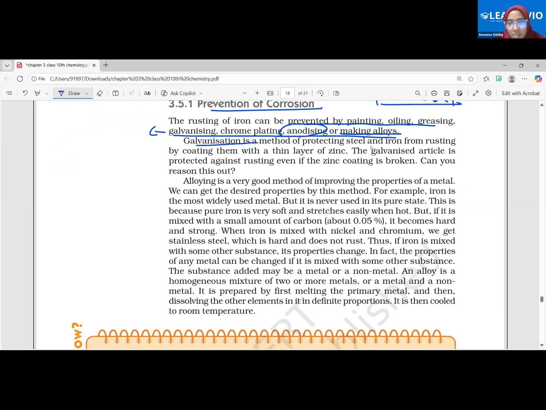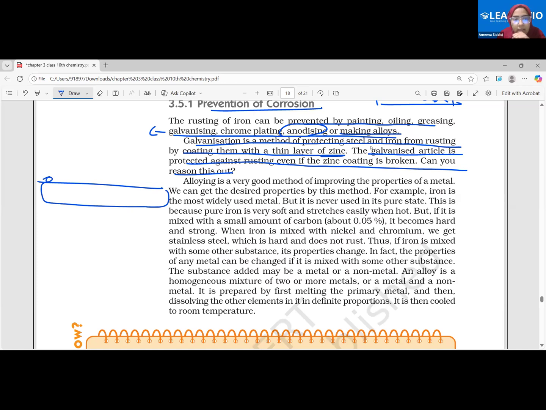Galvanization is a method of protecting steel and iron from rusting by coating them with a thin layer of zinc. The galvanized article is protected against rusting even if the zinc coating is broken. Can you reason this out? Let's suppose this is iron. We had the zinc layer here. Now it will react with oxygen. Every particle of zinc has reacted here. Don't you think a layer of zinc oxide has formed? Now the oxygen cannot really attack iron, so therefore it is still safe.